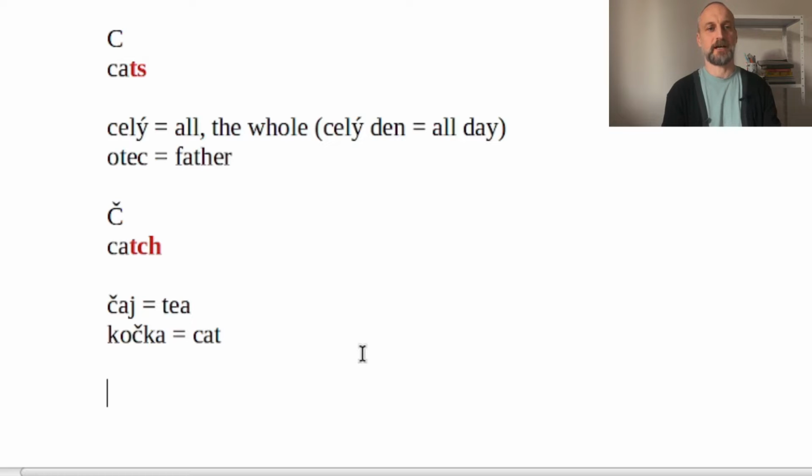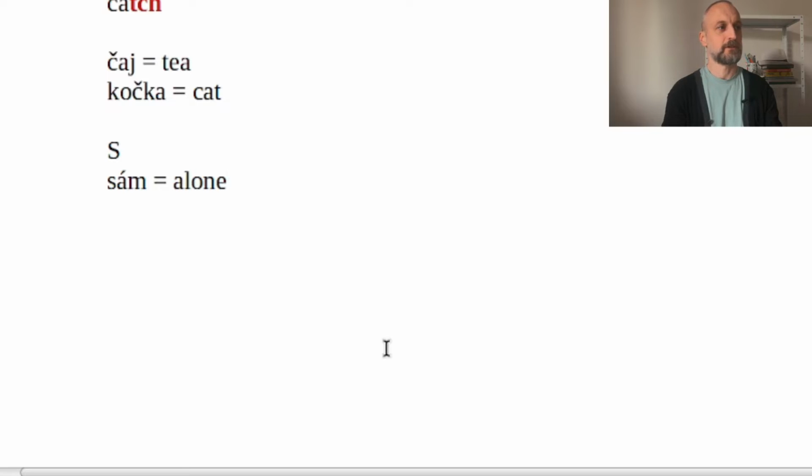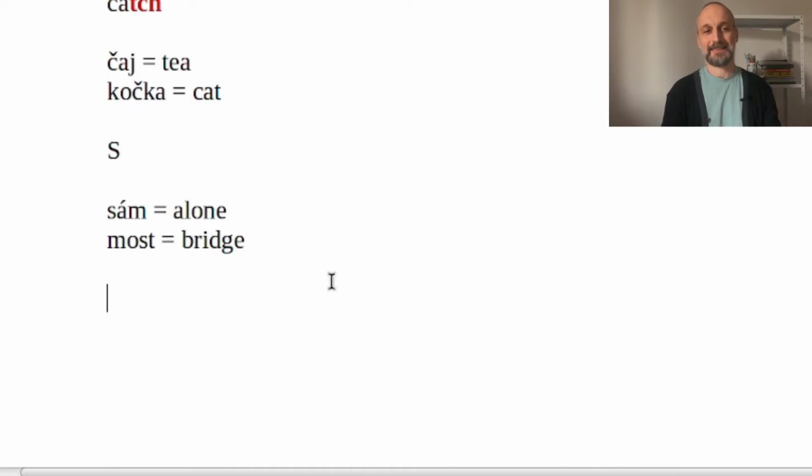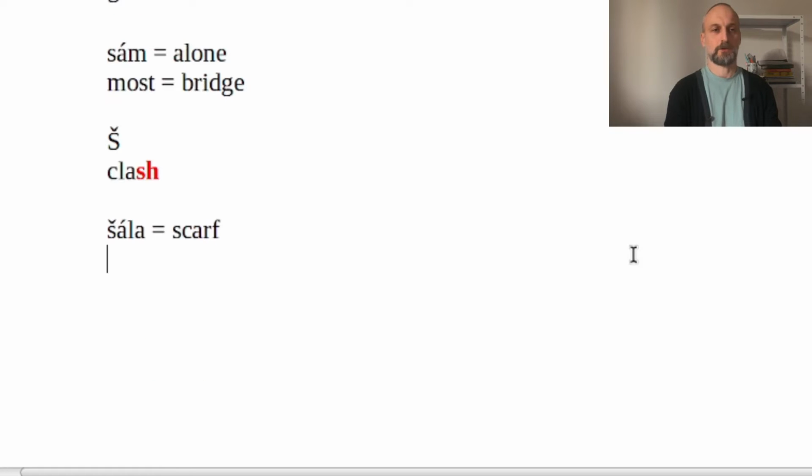All right, let's go on. Now we have the sound s. That's pronounced the same as it's typically pronounced in English. And in Czech words, you can see it, for example, in sám, that means alone, or most, that would be a bridge. And again, if we add the hook to s, we get š. And that's pronounced the same as in the English word clash. In Czech, you can hear it in words like šála, which is a scarf, or koš, that would be a basket.